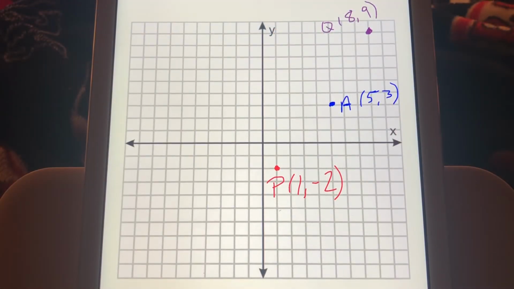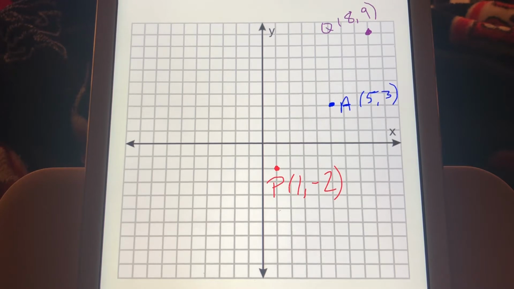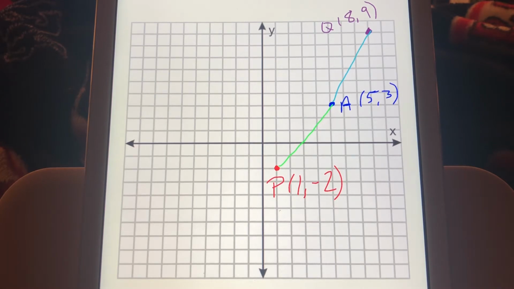All right. So I've already plotted the points here. So we had point P at the location 1, -2. We had point Q at 8, 9, and we had point A at 5, 3. Okay, so if I connect those points, then I've got a line from P to A, and then if I connect A to Q, I've got another line there. So you really can't tell by looking which one of those is closer to A.